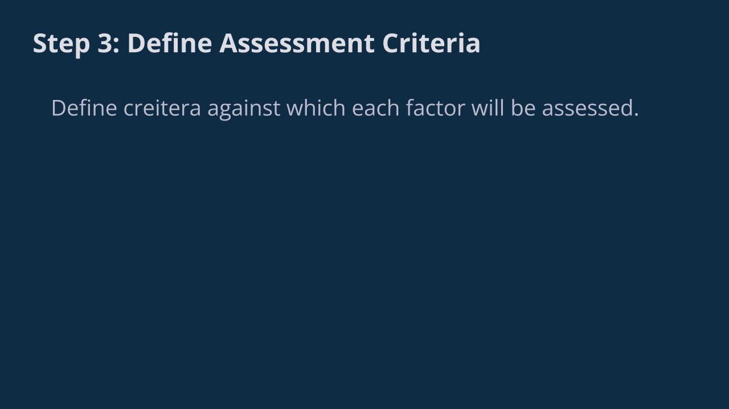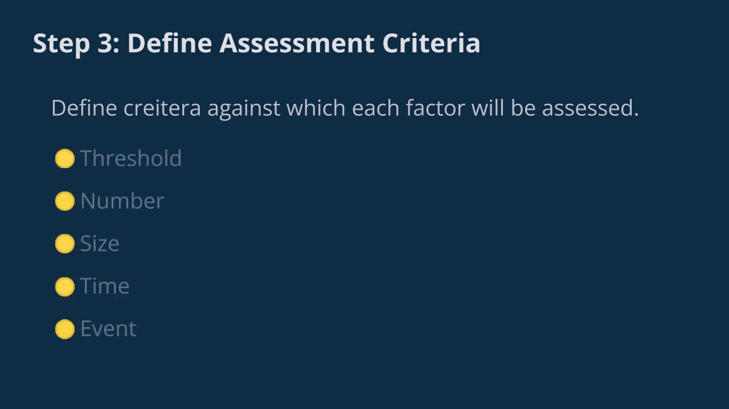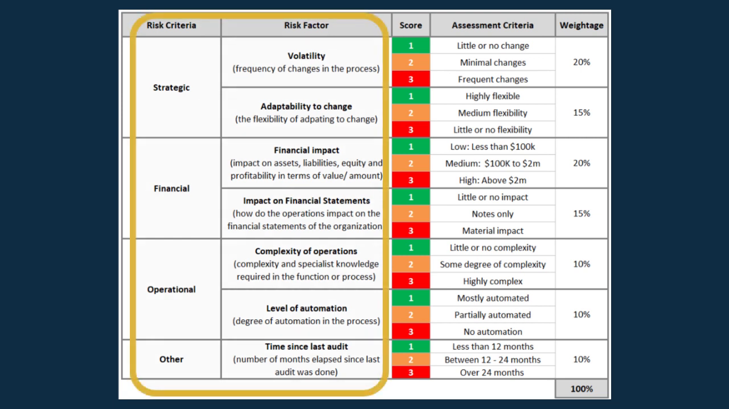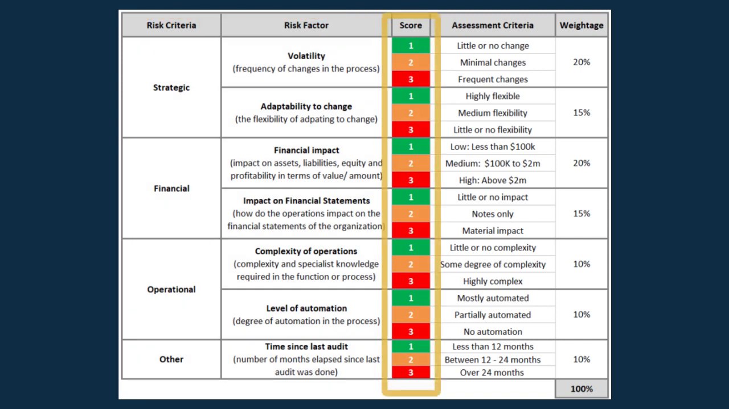Once the risk factors have been identified, the next step is to define the assessment criteria for each risk factor. The assessment criteria can be a threshold, a number, size, time, or event. To begin this exercise, plot the risk criteria and the corresponding factors on a spreadsheet as shown here. Next, determine the scoring scale for the assessment. The scale will depend largely on the organization's size.